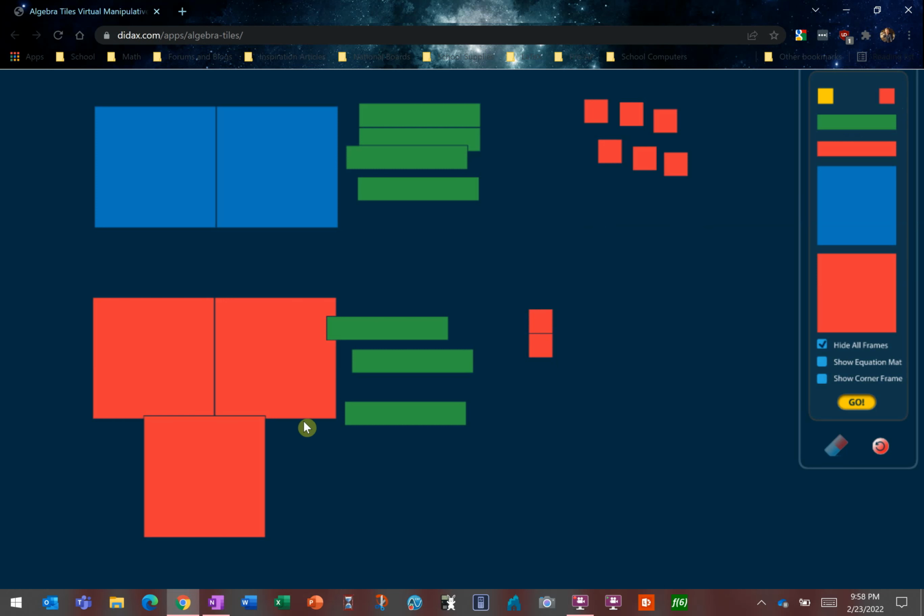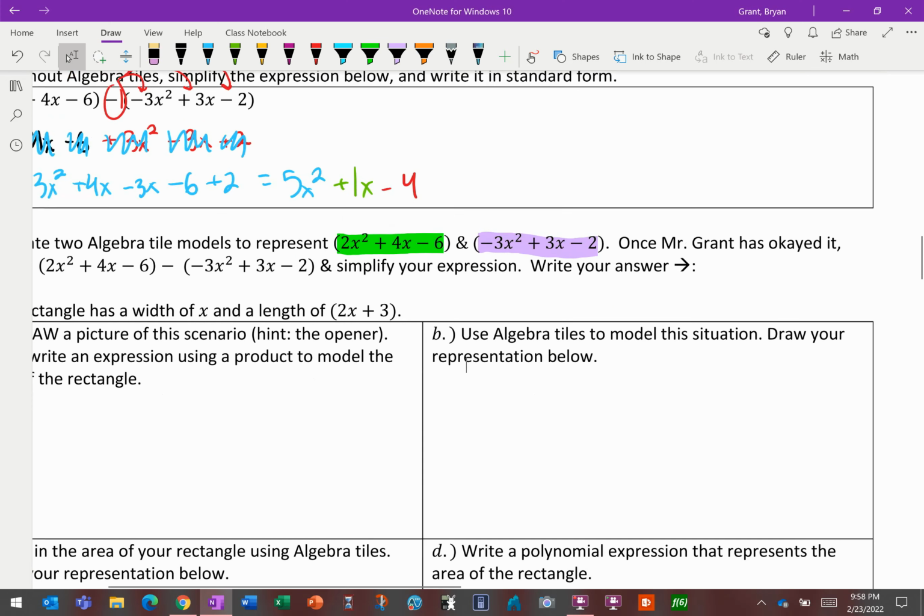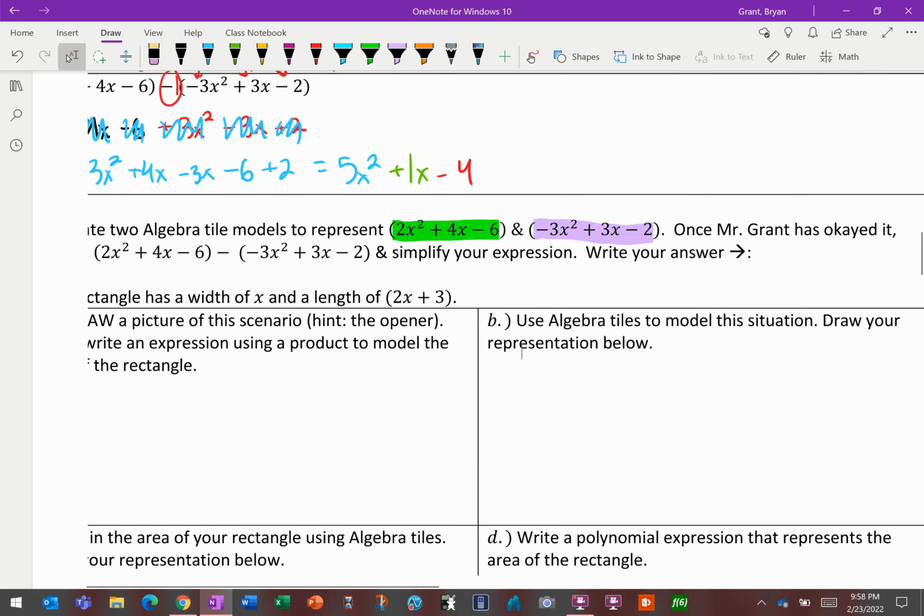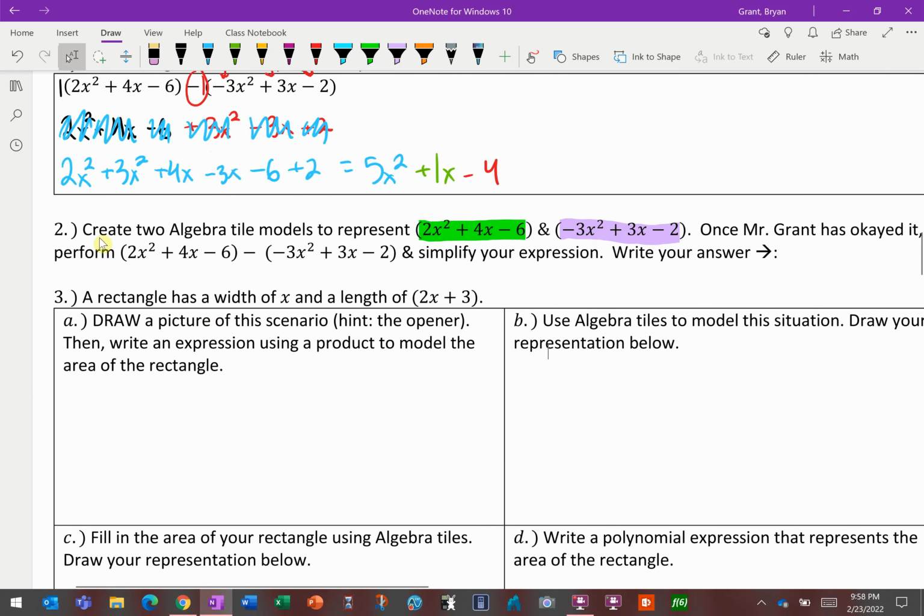Okay, so we have 2 different expressions. You could think of them separate. They're on 2 different desks, not a big deal. And once you guys are looking pretty good there, I would like you now, please, to perform the operation 2x squared plus 4x minus 6 minus the second one.